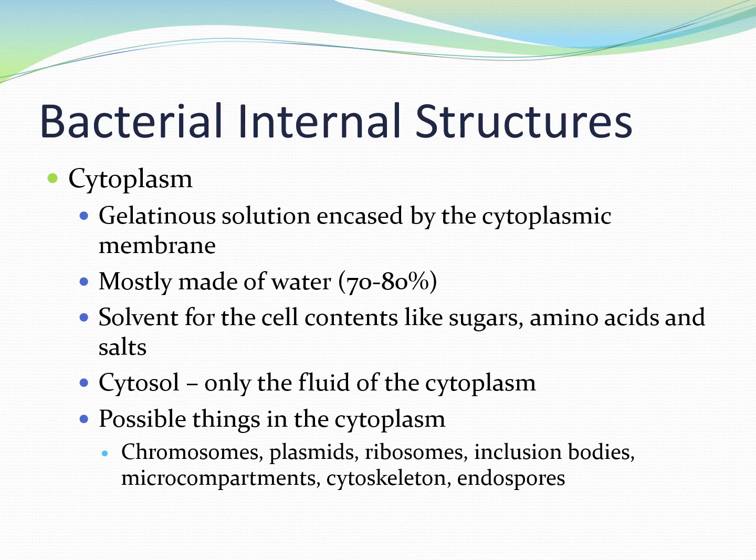We are going to have another term here, cytosol, which is going to refer to just the fluid of the cytoplasm. And possible things that you can find within the cytoplasm of bacterial cells include the chromosome as well as plasmids. We'll talk about plasmids here when we get into binary fission, which is how prokaryotic cells reproduce. Ribosomes, remember, they have everything to do with proteins. Inclusion bodies, we'll talk about them soon. Microcompartments, similar to inclusion bodies, again, we'll talk about that. Cytoskeleton, which we will not talk about, and endospores.